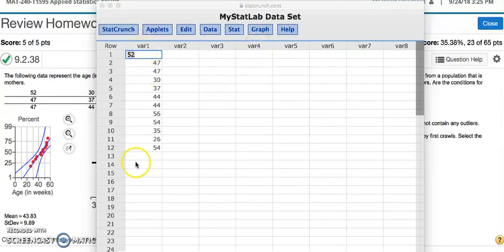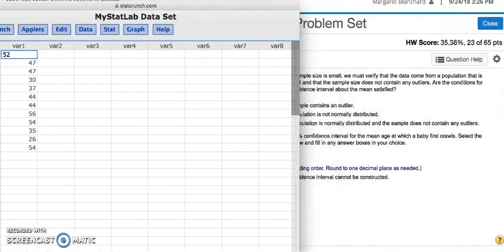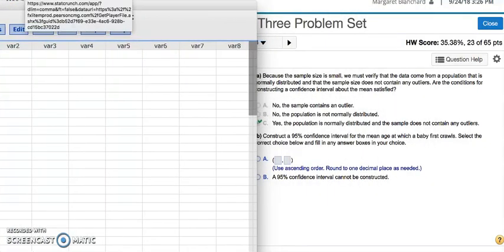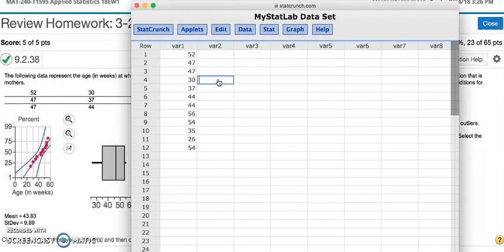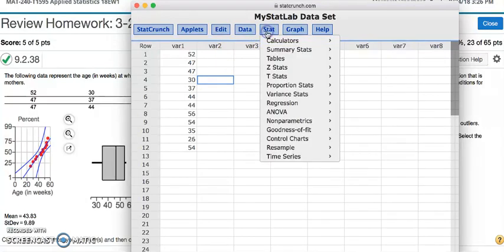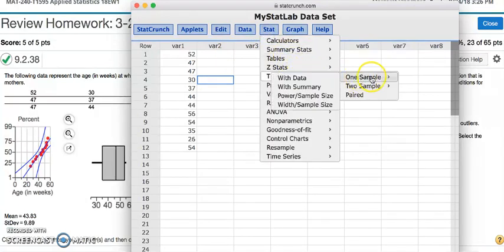I see it loaded our data set in. So in this case, we are looking to do a 95% confidence interval, and we're looking at the mean. Remember, when we're dealing with the mean, we're looking at the t-distribution. So let's go to T Stats, One Sample, With Data. Again, we have our data set. We don't have summary data. We have our data set.